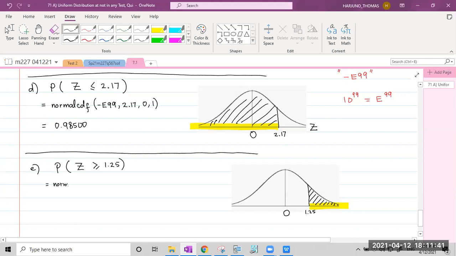Now, how about the calculator notation? Normal CDF, lower bound 1.25. The upper bound is infinity, but I don't have infinity, so I will replace that by E99. The mean is zero, standard deviation is one.